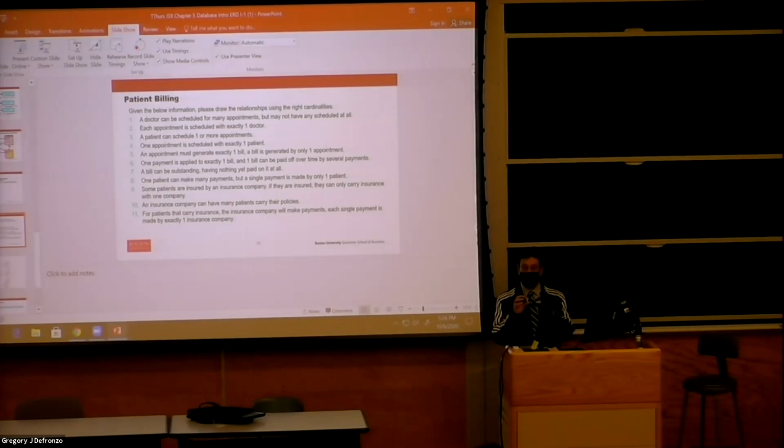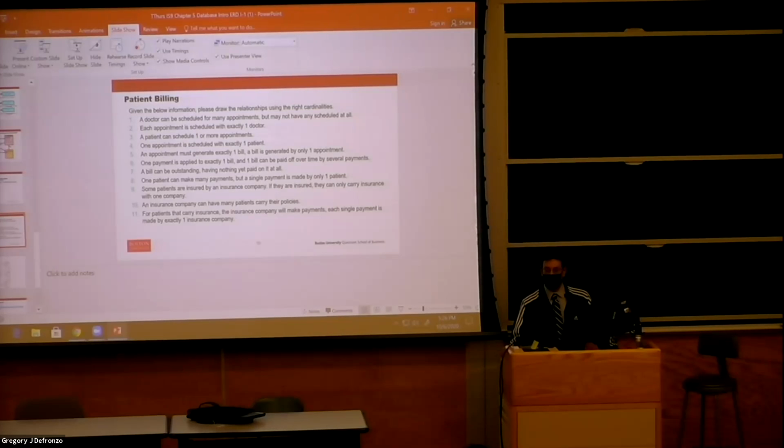So for the minimum, it could be 0 or 1, right? The patient can schedule no appointments, or they could schedule 1 as a minimum. But the maximum has to be many. Yes, of course. Otherwise, after they do the schedule, they'll never be able to do another one. Right, so you could do the 0 and crow's foot. Yes, okay. I would accept 0. I did 1, but a 0 would make sense.